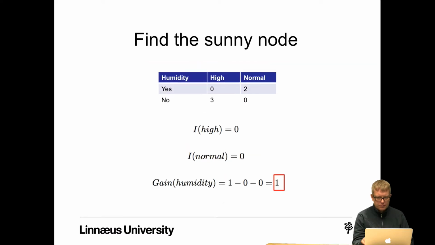For the sunny node, the next is humidity, and humidity can be high and normal, and we'll see that we have a very good spread here. For humidity high, we have 0 in yes and 3 in no. For humidity normal, we have 2 in yes and 0 in no. So we have a perfect information gain of 1. You can double check if you put the values into the formula, but if we have a perfect separation, then the information will be 0 and the total information gain in this case will be 1.